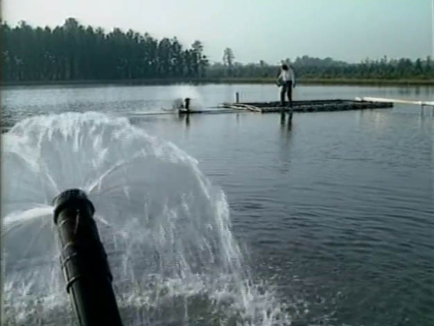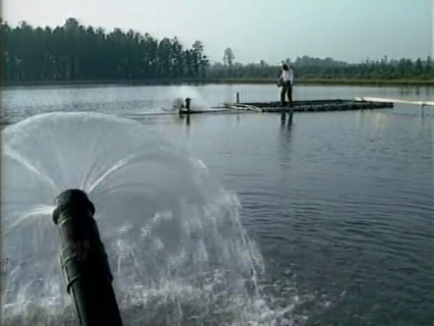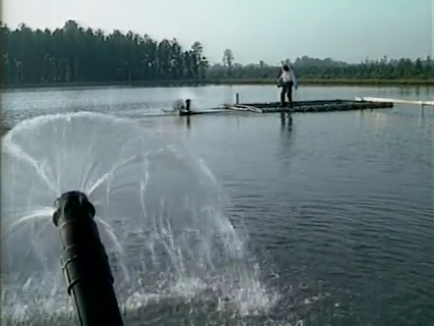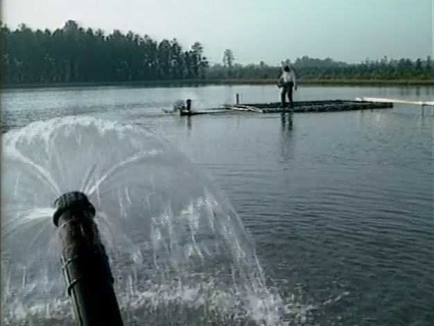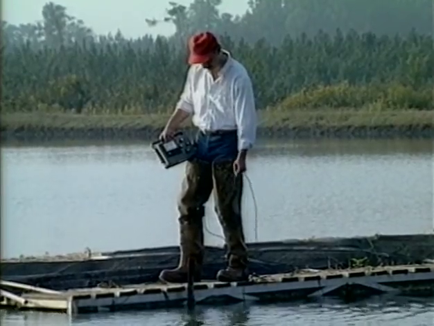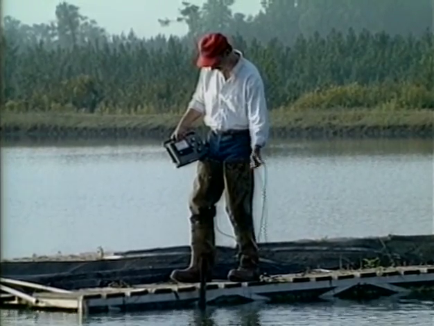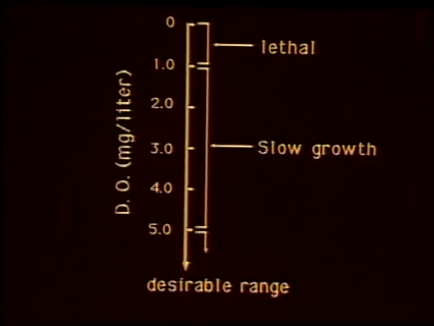Maintaining adequate concentrations of dissolved oxygen is critical to successful fish production. Adequate dissolved oxygen is necessary not only to prevent massive fish kills, but also to maintain healthy growing fish. Generally, it is desirable to maintain dissolved oxygen levels above 5 milligrams per liter.